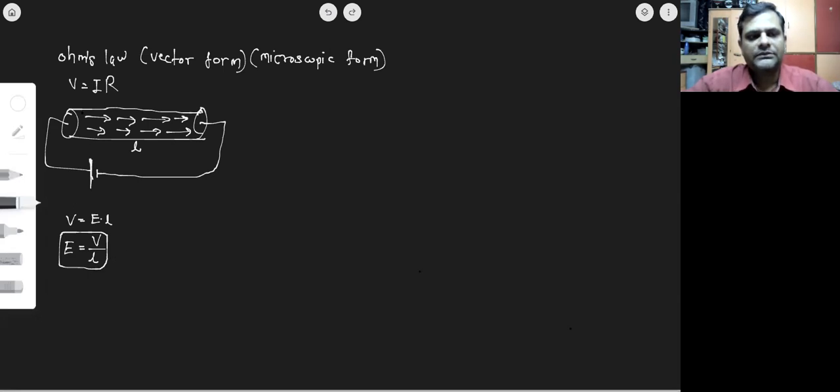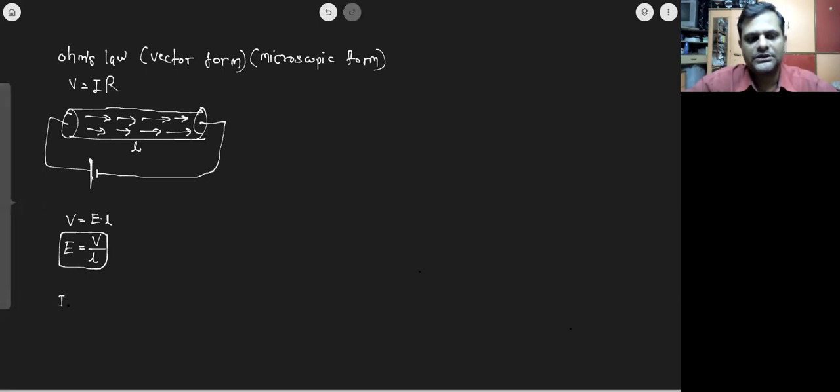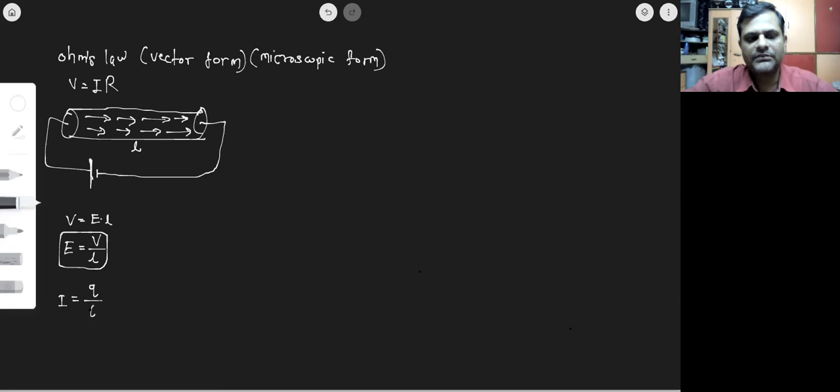Then again, we have the concept of current density here. Current we already know. Current is the rate of flow of charge, no doubt. So we can find this current if the charge flowing per unit time is given, or in some cases when the current is not constant, we can define it as a derivative of charge with respect to time. That is the rate of flow of charge. So this is the definition of current.